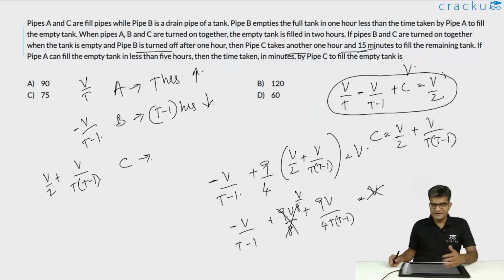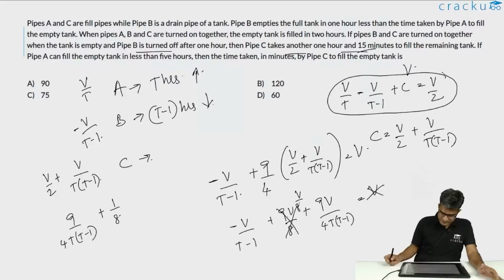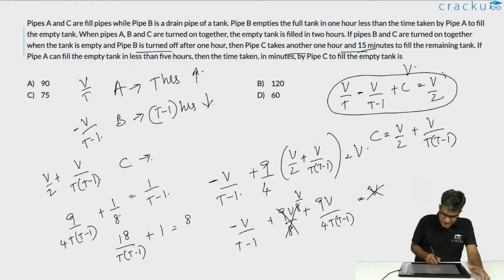You can cancel V from the entire equation. So the equation that you have is 9 by 4 into T minus 1 plus 1 by 8 is equal to 1 by T minus 1. You can multiply the entire equation with 8. So this will be 18 divided by T into T minus 1 plus 1 is equal to 8 by T minus 1.